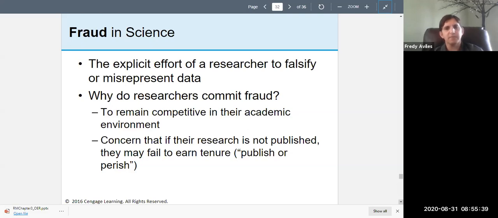Well, to remain competitive in their academic environment, right? The more publications you have, the better your chances of getting a job, and getting a job in a place that is prestigious. It depends on where you work. At community colleges, they don't really require publications. But if you're going to work, usually at some Cal States, they require that you have publications, if you're going to work there as a professor, something like that.